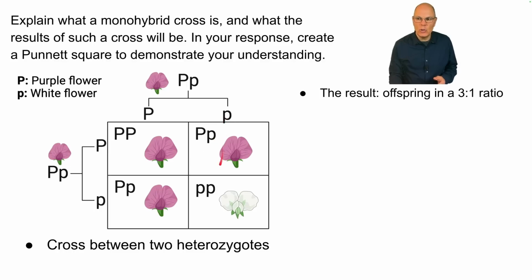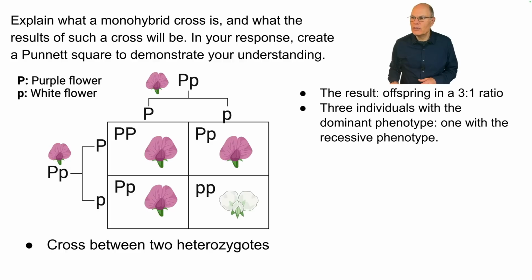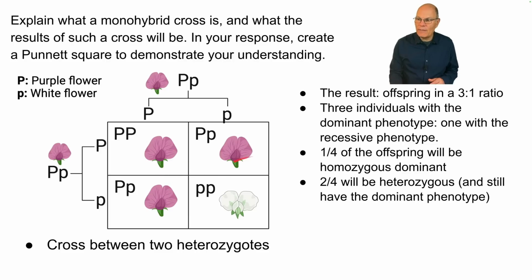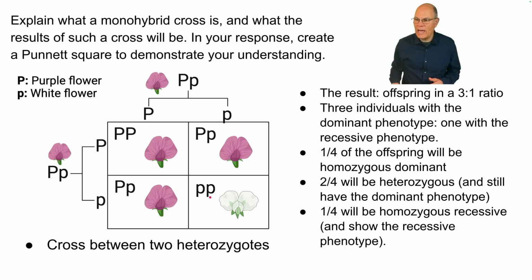This one gets two little p's, one from each parent, and as a result, it shows the recessive phenotype, and that recessive phenotype is white flowers. We have three individuals with the dominant phenotype, one with the recessive phenotype. A quarter of the offspring are homozygous dominant. Half of the offspring, 2/4, are heterozygous. They still have the dominant phenotype. And 1/4 will be homozygous recessive, and they'll show the recessive phenotype. That's how you do a Punnett square for a monohybrid cross.